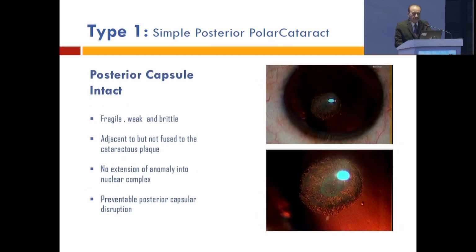All these techniques work very well in a simple posterior polar cataract. Simple posterior polar cataract means where the posterior capsule is intact. It is fragile, weak and brittle. It is adjacent to the posterior capsule but not defective. There is no extension of the anomaly into the nuclear complex, and the posterior capsular disruption is preventable.